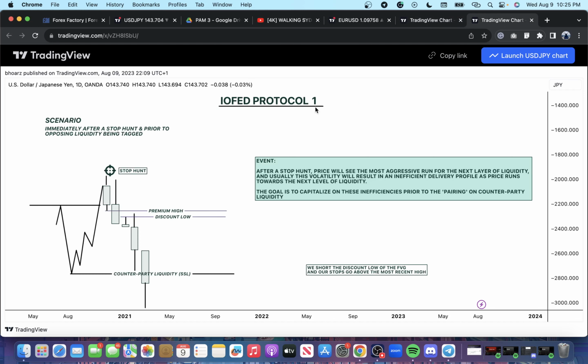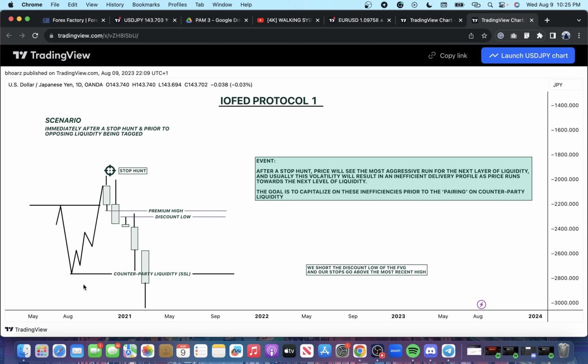What you can see here is the institutional entry drill for protocol 1. For each of the protocols, there's going to be a very specific scenario in which we utilize this concept. So whenever you see me talk about institutional order flow entry drill protocol 1 in a live session, just know I'm referring to this exactly. For protocol 1, you can see that the scenario is immediately after a stop run and prior to opposing liquidity being tagged.